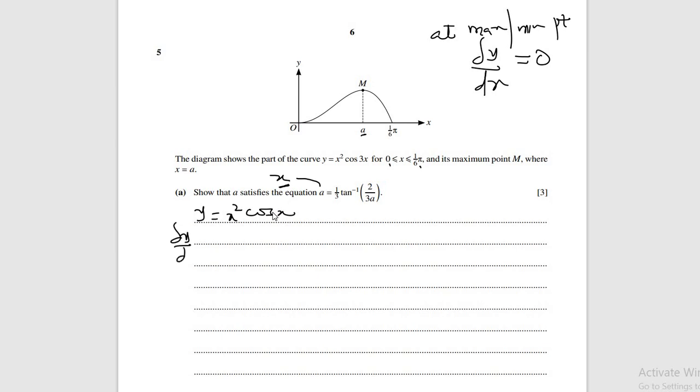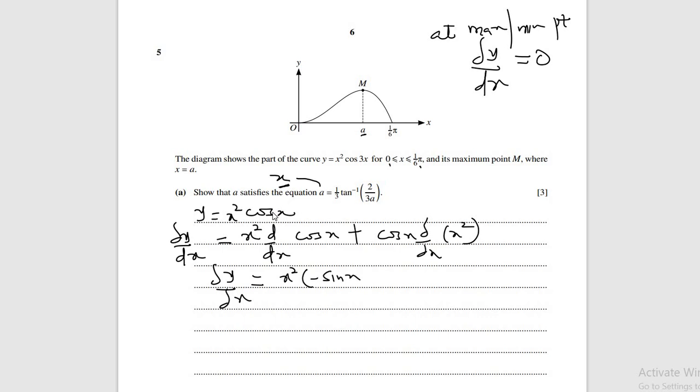So here, we're going to apply the product rule. In the product rule, put down the first function, differentiate the second function, plus put down the second function, differentiate the first function. So at the end of the day, dy/dx will be x squared, and when you differentiate cos 3x, oh, it's cos 3x, sorry.